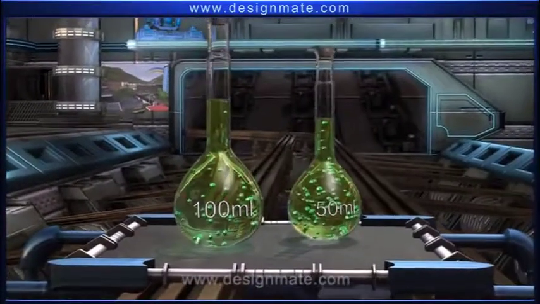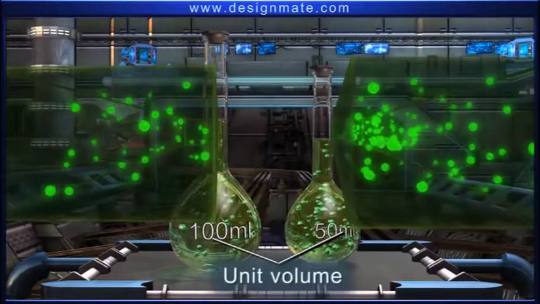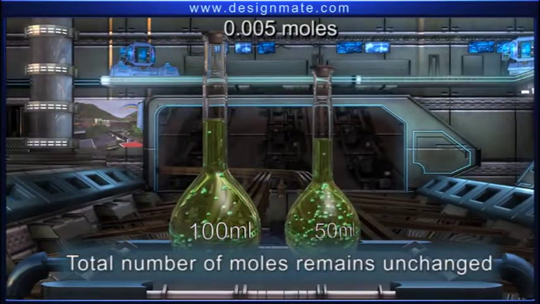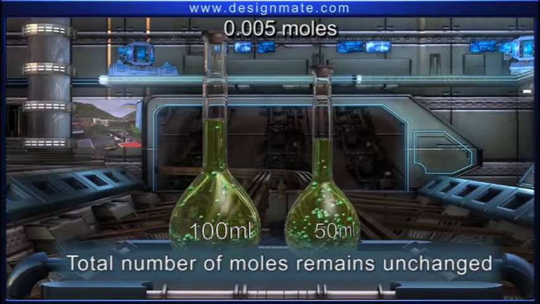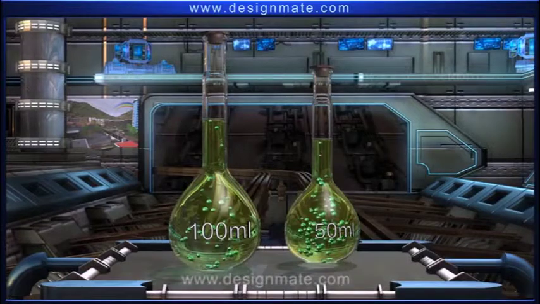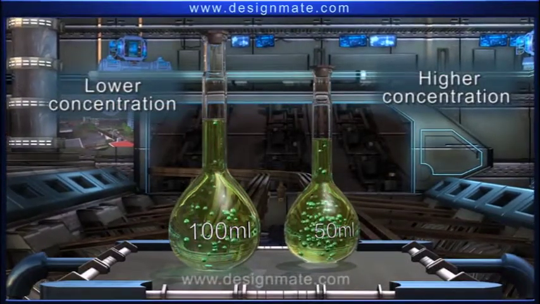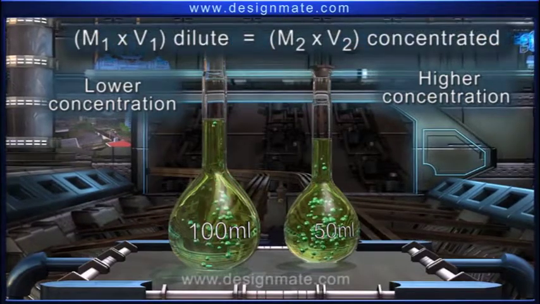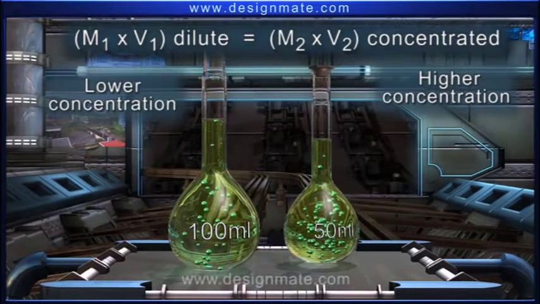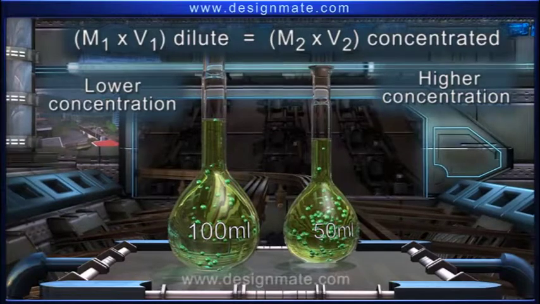This implies that dilution reduces the number of moles of the solute per unit volume. However, the total number of moles present in the 50 milliliters and the newly prepared 100 milliliters of NiCl2·6H2O solution remains unchanged. Using this fact, we can prepare a solution of lower concentration with the help of a solution of higher concentration. Using the formula, the product of molarity and volume of the concentrated solution is equal to the product of molarity and volume of the diluted solution.